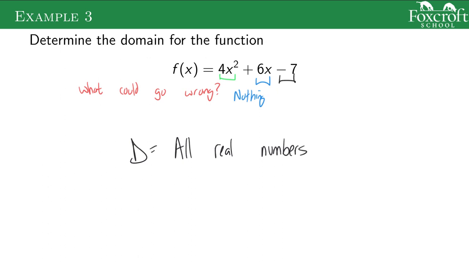If you want to be really fancy, you write this. This little R with a double line represents all the real numbers. I'm not expecting you to know that, but if you want to write the least amount possible, knowing this fancy R is how you write all real numbers. You could also, no, let's just leave it at that.